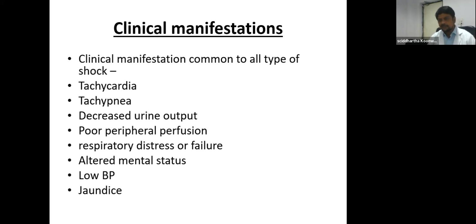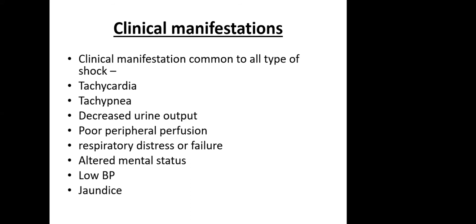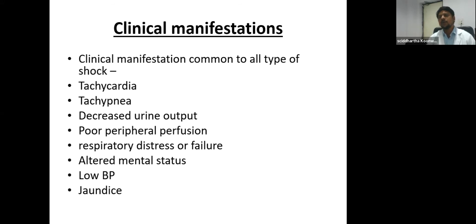Tachypnea. In tachypnea, we have to see whether the patient is having tachypnea with increased work of breathing or without increased work of breathing. Tachypnea without increased work of breathing, that is quiet tachypnea, is seen in patients of hypovolemic shock or distributive shock, whereas increased work of breathing with tachypnea is seen in patients of cardiogenic shock due to pulmonary edema, or it could also be present in tension pneumothorax, or if the patient is in septic shock with ARDS, then the tachypnea will be associated with increased work of breathing.